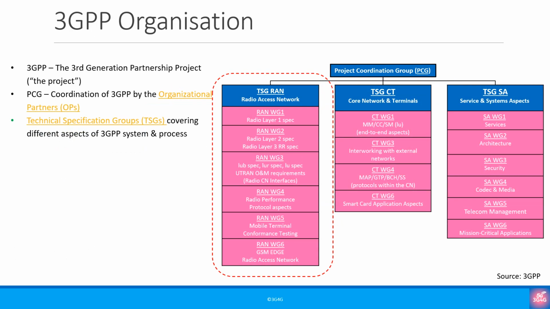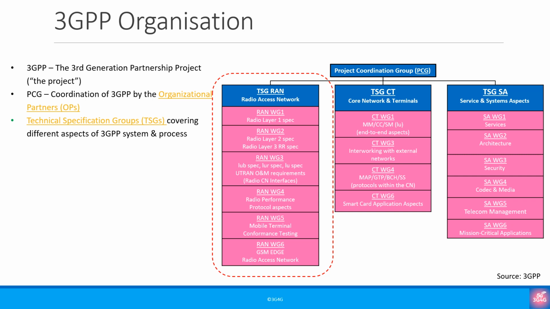As you can see, there are 6 different work groups or WGs. RAN WG1 or RAN1 or R1 is responsible for layer 1 or physical layer. RAN2 is responsible for layer 2 and layer 3 of radio. So this includes MAC, RLC, PDCP, SDAP and RRC. RAN3 is responsible for RAN architecture and related network interfaces.